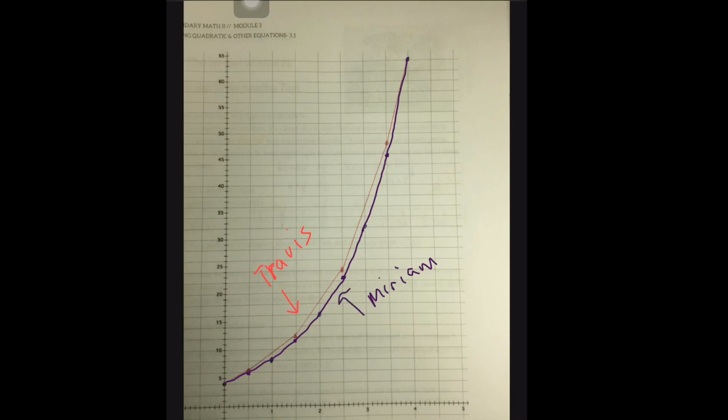This is Miriam's line. And as you can see, her line is much closer to the actual exponential equation, and it looks like an exponential graph. Even if I put curves for Travis's line, it still would not match up to Miriam's line. And that is the task for 3.1.